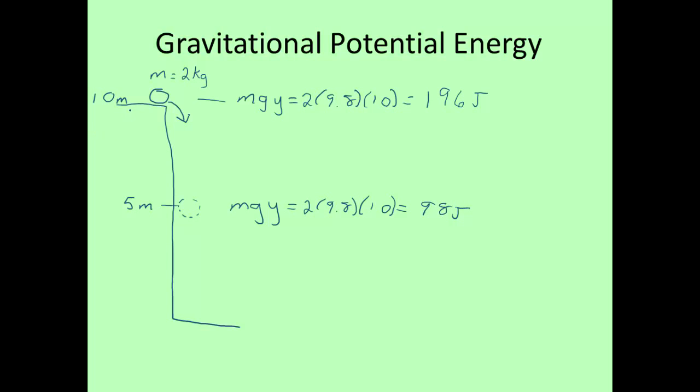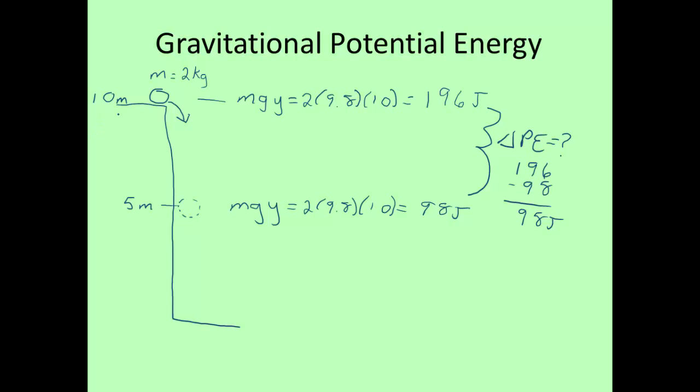Now, we could also ask the question, how much potential energy was lost between these two heights? So what was the change in the potential energy? So we could do this two ways. We could continue looking at it with the situation that we have here, and we could say, well, the change in potential energy is 196 minus 98. So we have the change in potential energy of 98 joules.